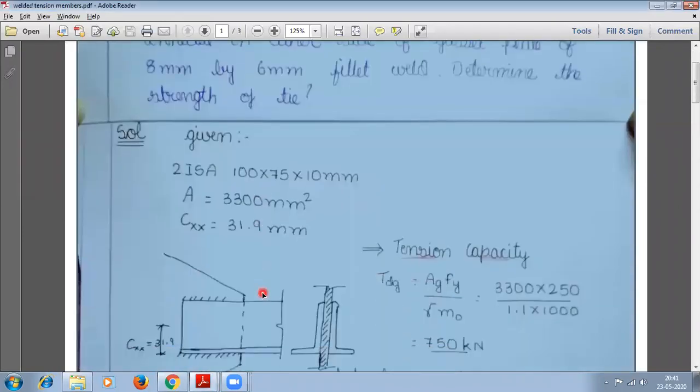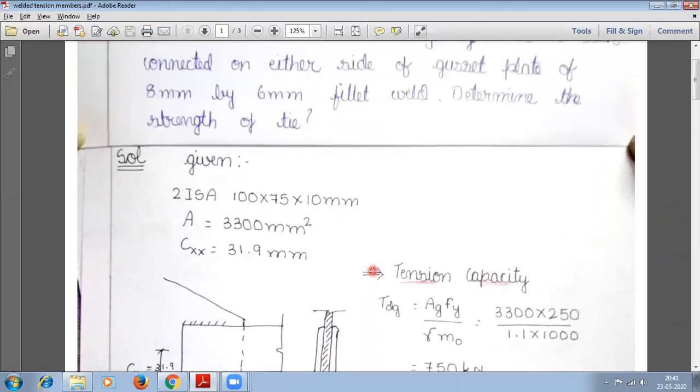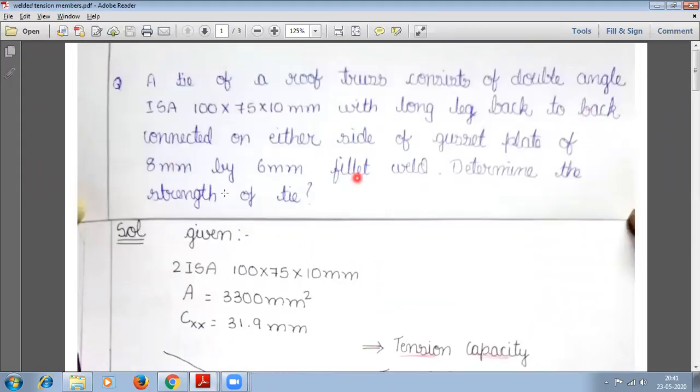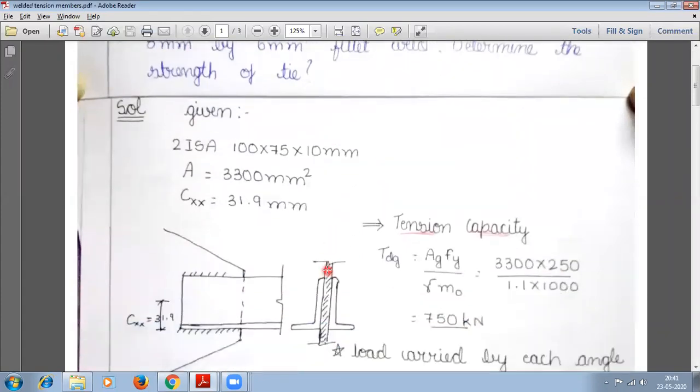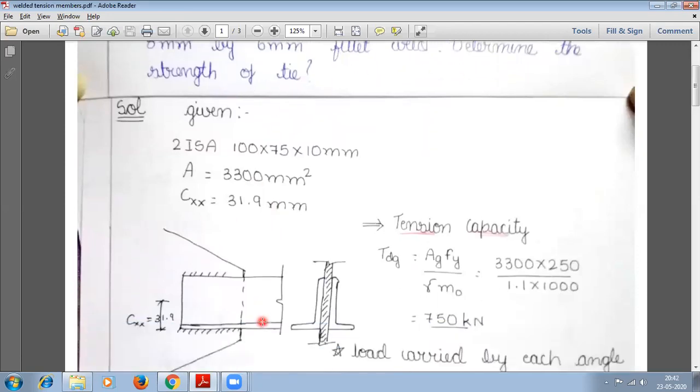Okay, so next, back to back it is placed, something like this. So here you have the gusset plate. The longer edge is connected and the shorter edge is outstanding. Next, gusset plate of 8 mm thick. So the gusset plate thickness is 8 mm, with 6 mm fillet weld. Determine the strength of the tie. Now, when you find the strength, you need to find it for yielding, block shear, and rupture. For all three you need to find it out. Whichever is least in all three parameters, that will be the strength of the tie member.